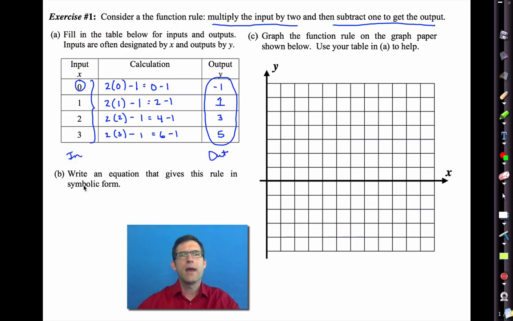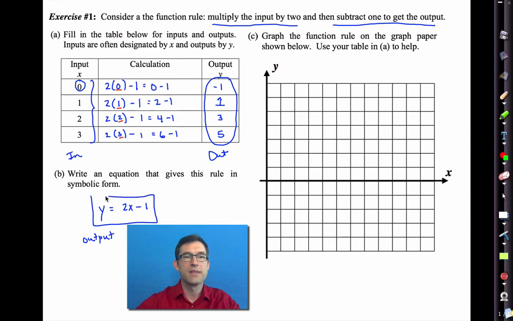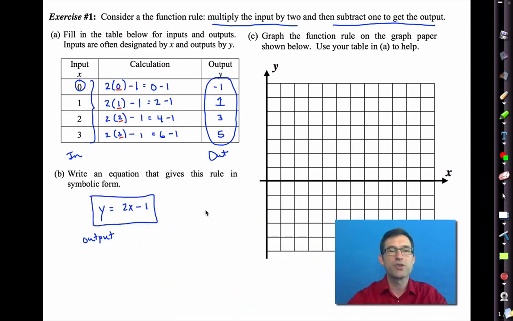Now, letter B says, write an equation that gives this rule in symbolic form. Okay, well, here we go. Here's my output. Now, how do we calculate my output? Well, each time, what happened was we took our input. I'm going to underline our inputs with this red. We took our input each time, and we multiplied it by 2, and then we subtracted 1. So there is the symbolic rule for our function.